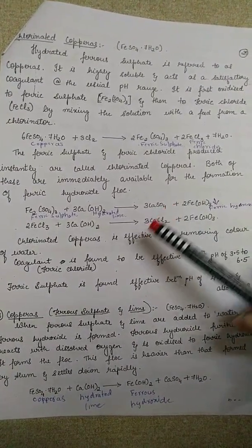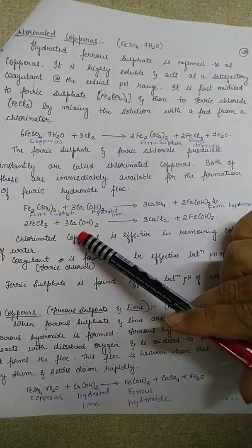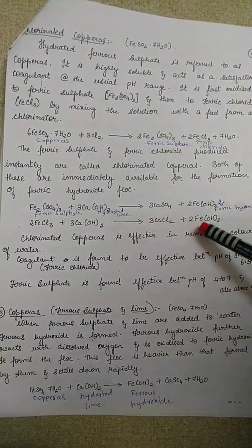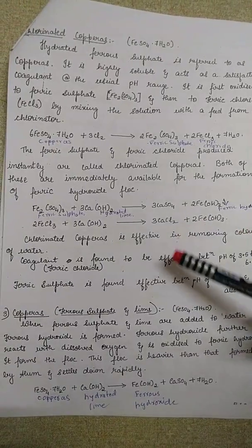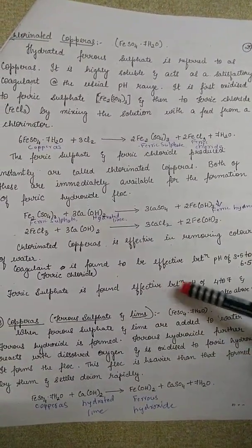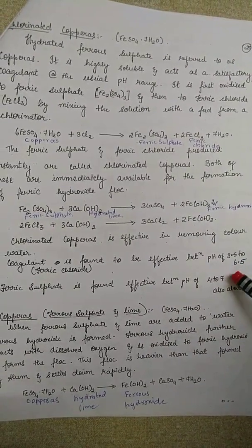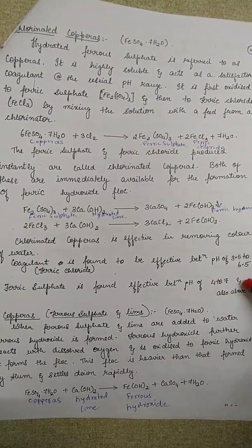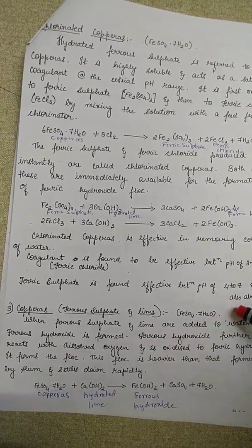And when the ferric chloride reacts with the calcium hydroxide, it is going to form ferric hydroxide precipitate. It is going to get settled down, and it is going to give calcium chloride. This is effective when the pH is between 3.5 to 6.5, that means when the water is in the acidic range, then we may use this. The ferric sulfate is found effective between pH 4 to 7.